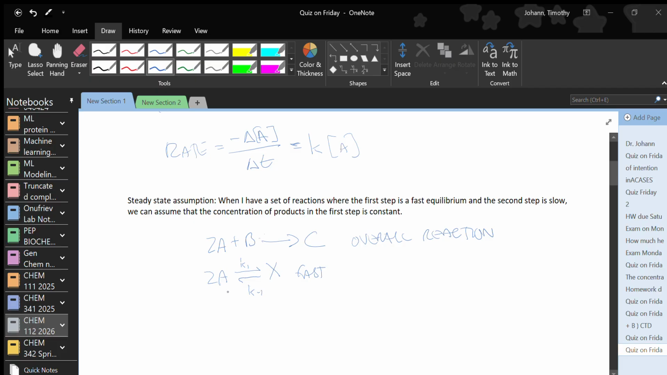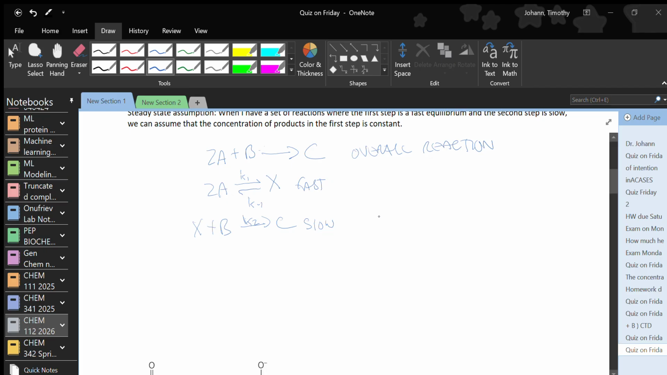All right. And then my second step is X plus B, let's say, reacts to make C. And that's slow. And we'll give that a K2 for rate constant. All right. So what we've got here then, let's go ahead and write our rate law.